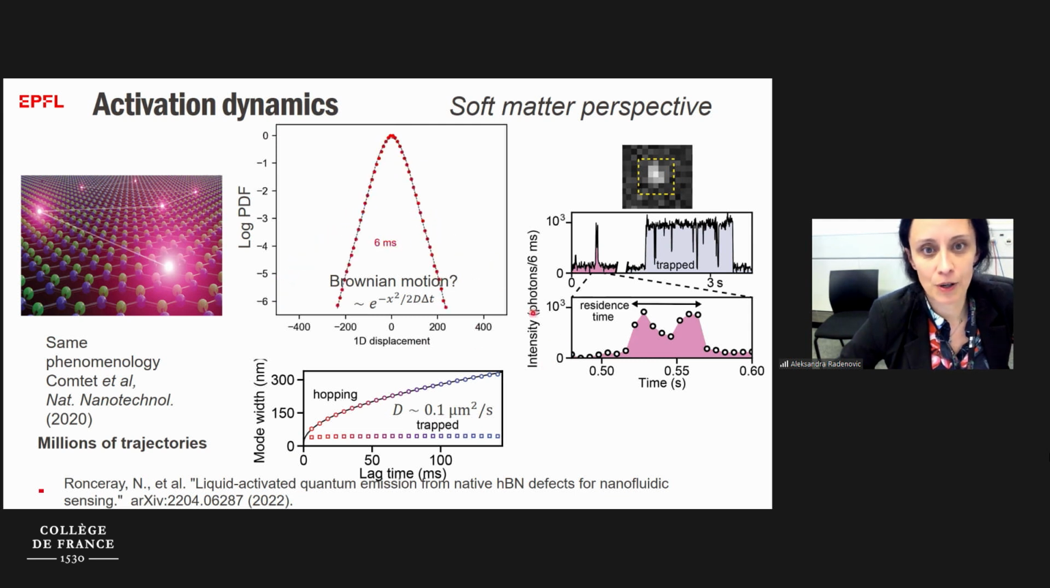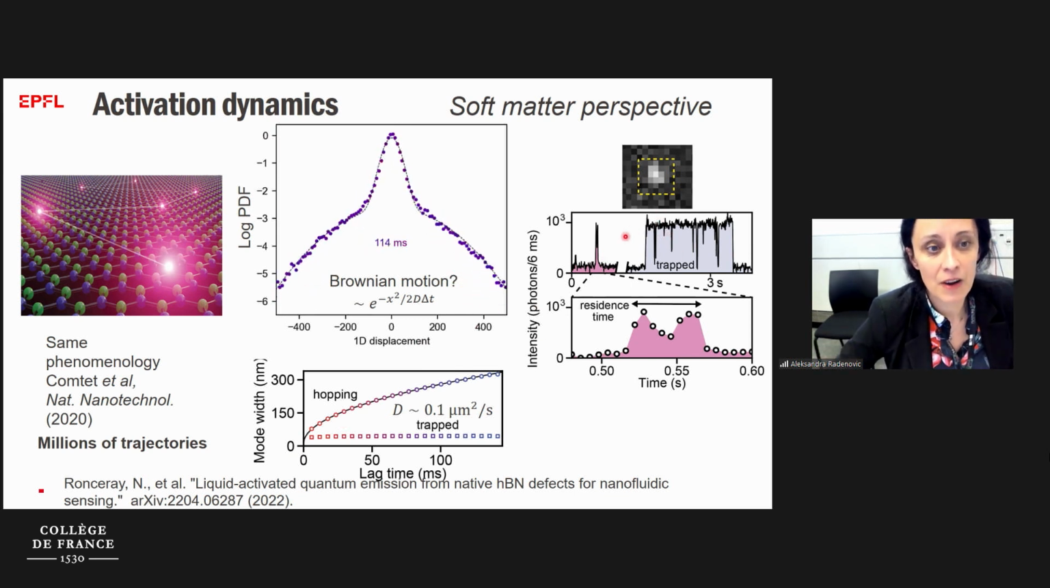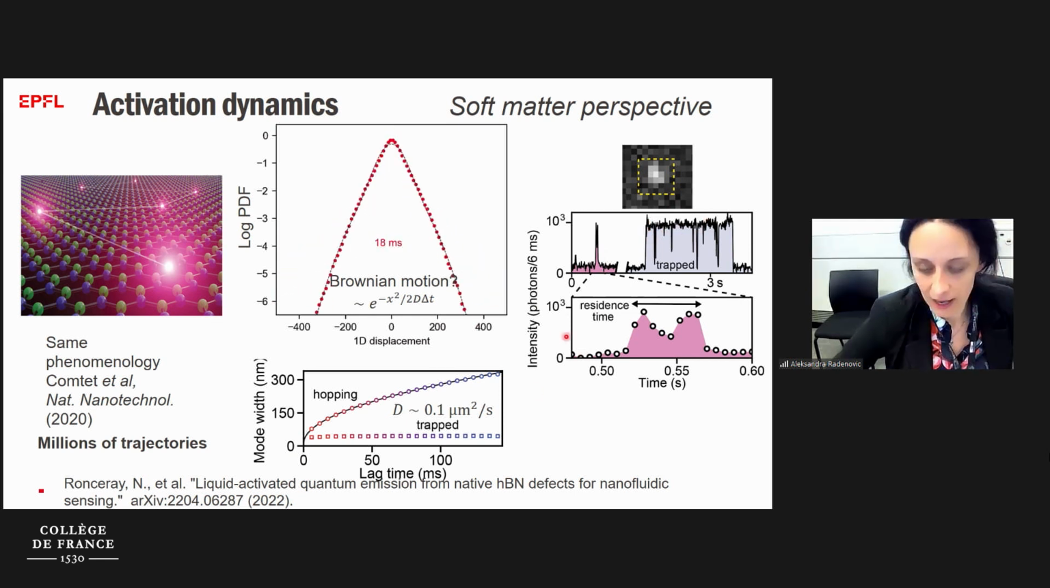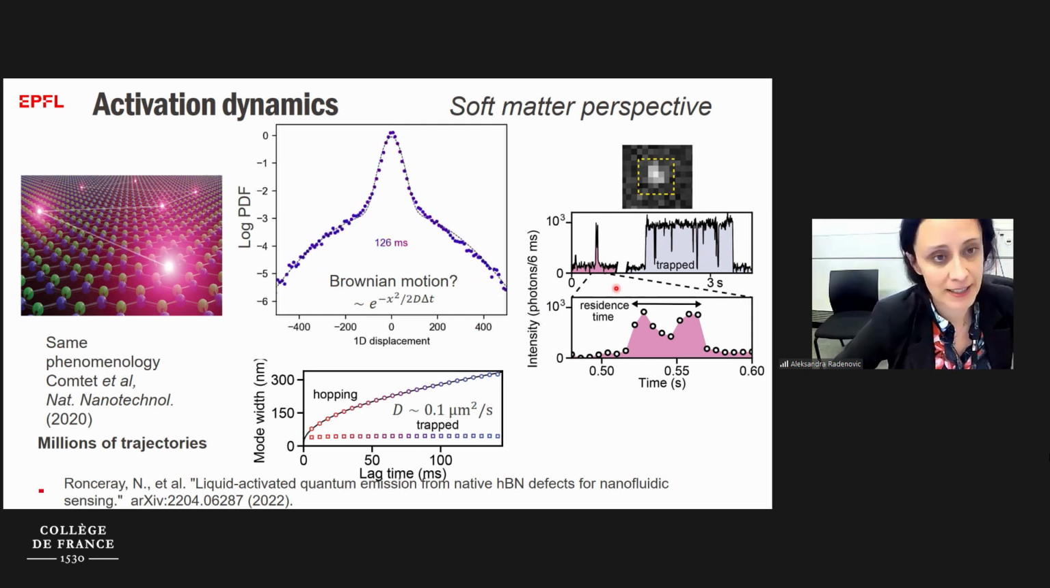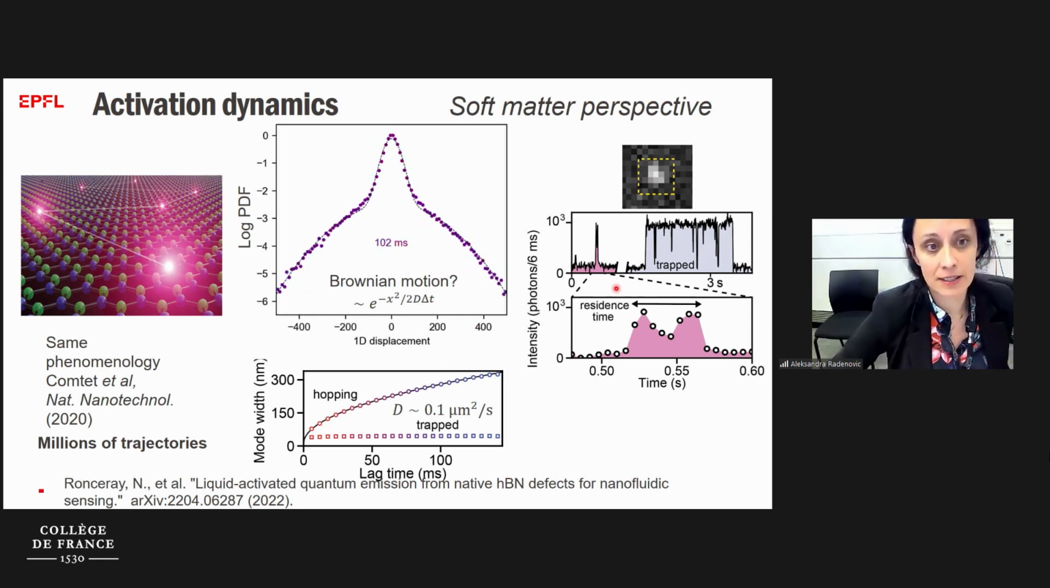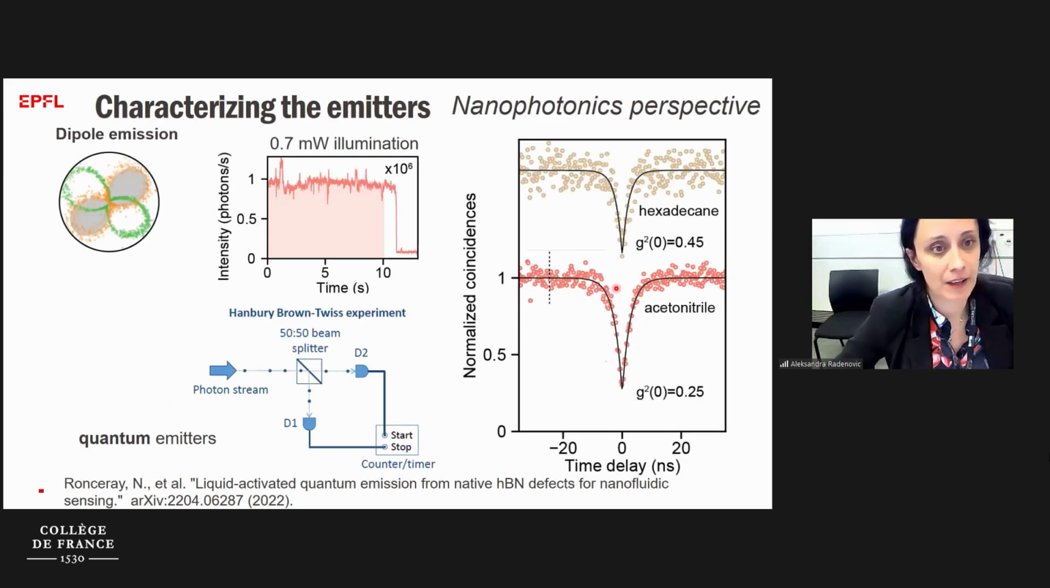Looking a little bit more at the photon statistics of this type of experiments, we obtain a really high budget of photons, comparable with the best organic dyes, such as Alexa 647, and for some of them they are intermittent, but some of them are quite stable. And when we have such quite stable emission from the emitters, we can also then perform more standard nanophotonic analysis.